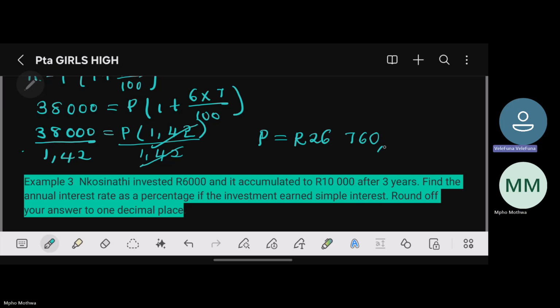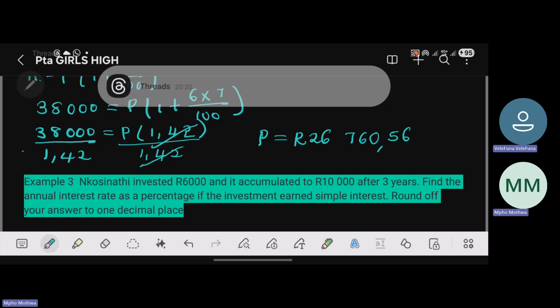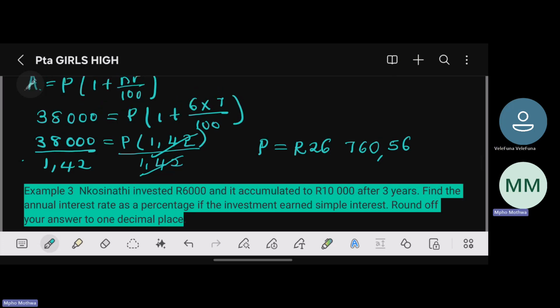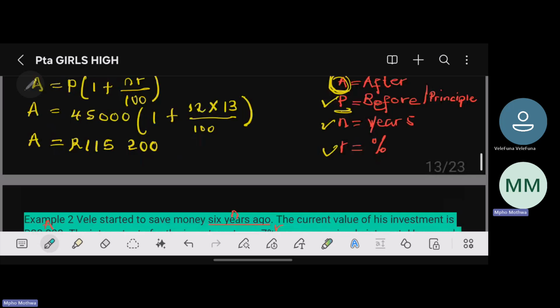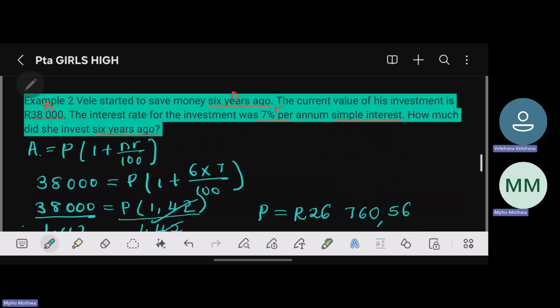So are we rounding off all the numbers to 2 decimal places? Yes, to 2 decimal places. Remember, these are the cents. 56. That's wonderful. This is how you do it. If you paid attention, firstly I taught you how to calculate A. Now we have just learned how to do P. Then next, let's do R. Yes, let us do the one that involves R.